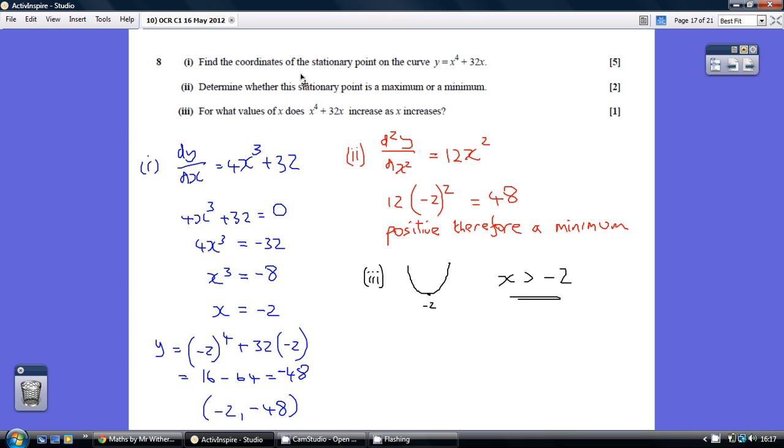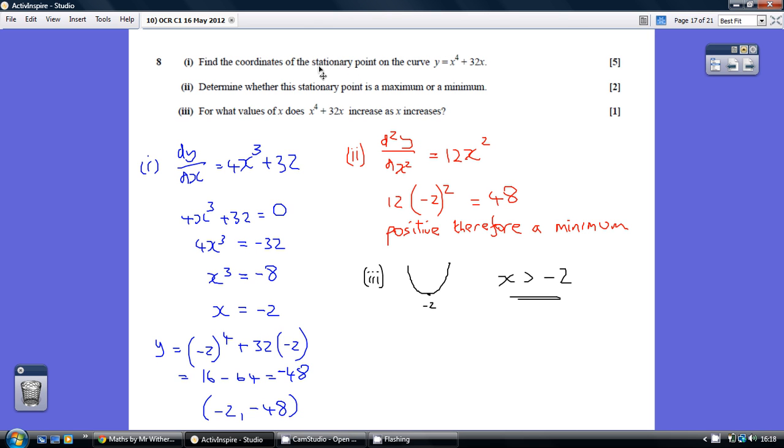So if we're going to find the coordinates of the stationary point, that's where the gradient equals 0. How do we work out the gradient of curves? We differentiate it. So start off by working out dy/dx. We multiply by the current power, reduce the power by 1. So this first term becomes 4x cubed. When we differentiate 32x, we just get 32. So this allows us to work out the gradient anywhere on the curve.